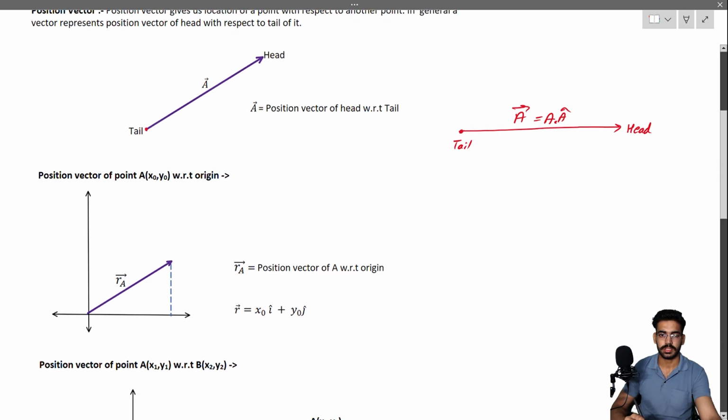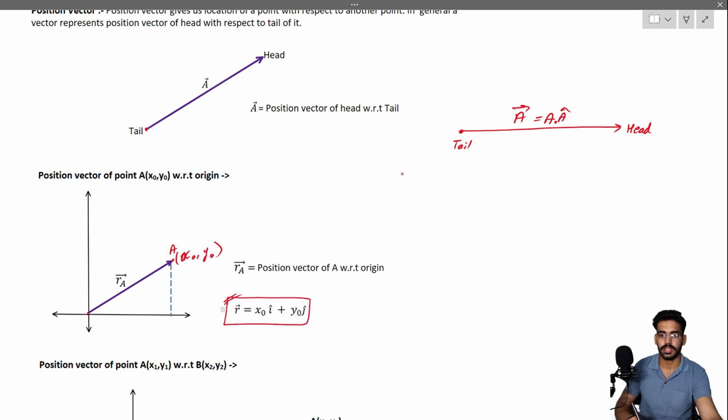Now let's write down the position vector of point A with respect to origin. If I ask the origin where point A is, it tells me A is at x0 comma y0. That is in coordinate form. If I want it in vector form, then I have to find this vector. So I can write r vector is x0 i cap plus y0 j cap. This is x0, this is y0. This is the position vector. For a coordinate x0, y0, its position vector with respect to origin is x0 i cap plus y0 j cap.